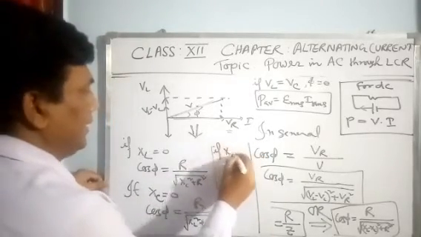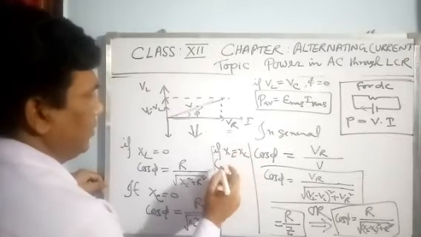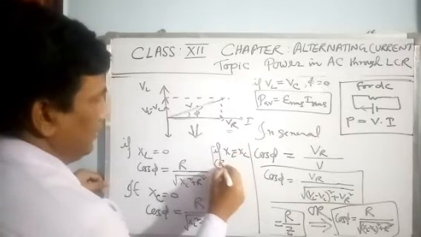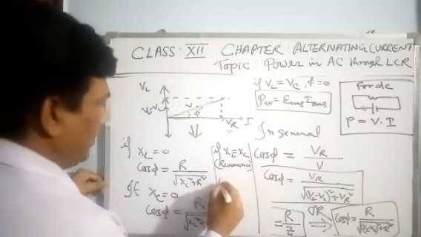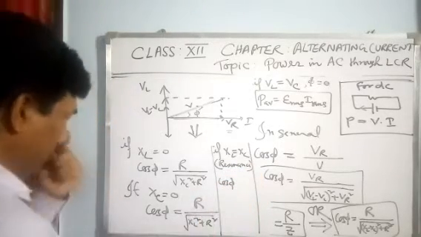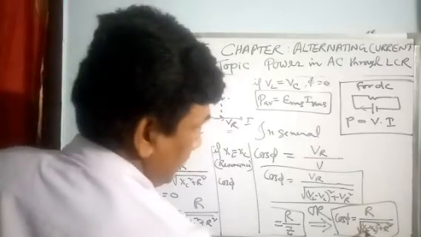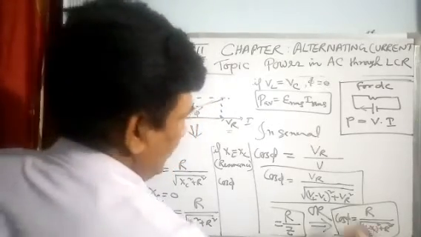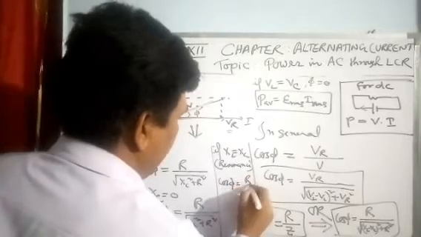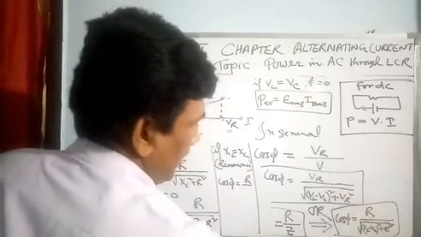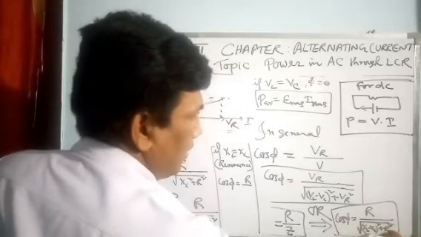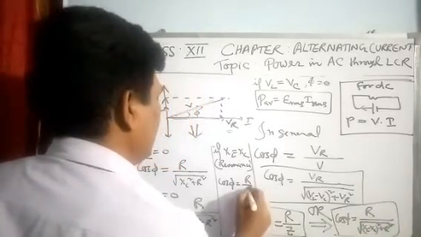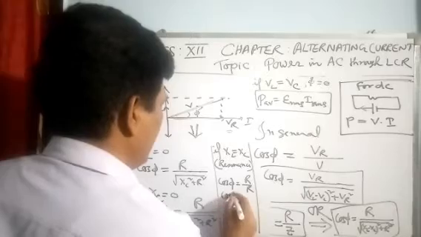If XL equal to XC, what is the name of this condition? Resonance. So what will cos phi be? In this expression, XL equal to XC, so these two parts will get cancelled. So R square under root will become R. So R upon R, cos phi equal to 1.